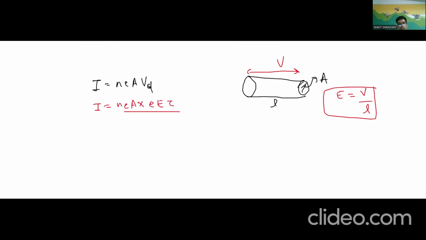What is this n? n is the number of free electrons per unit volume. So I will be n e square A tau by m times E. What is E? E is V by L. Clear? Is it clear to you? Yes, sir.